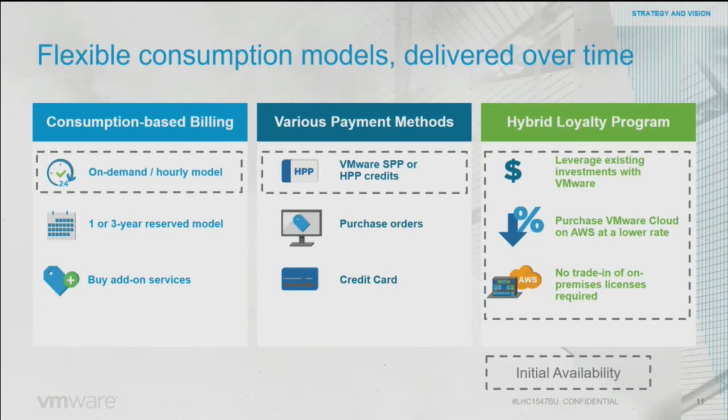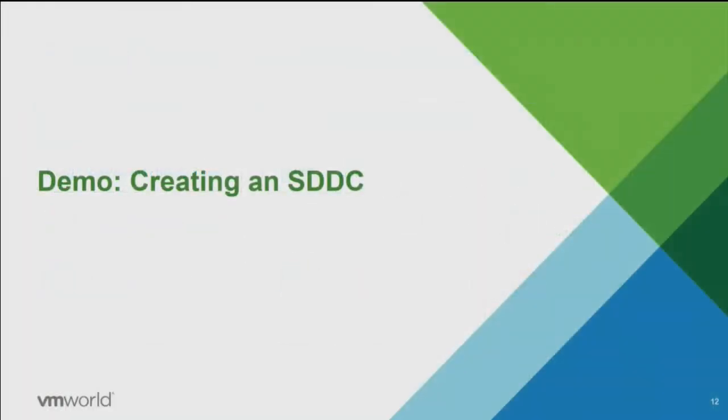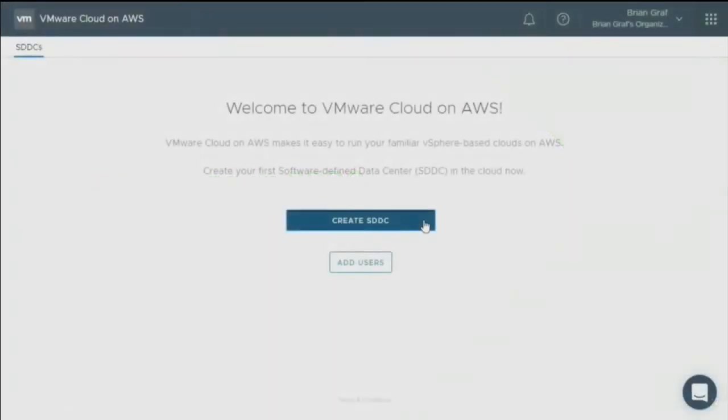Okay, so we did the high-level theory. Let's dive into action. So what we want to do now is review the creation of an SDDC. We're going to go through the process of creating an SDDC, going through everything we talked about before. We're going to set up this connection, and we're going to pick the size, and we're going to eventually see VMware provisions it.